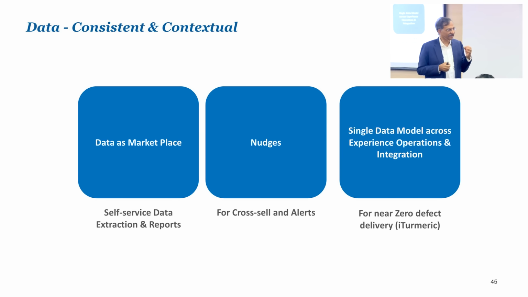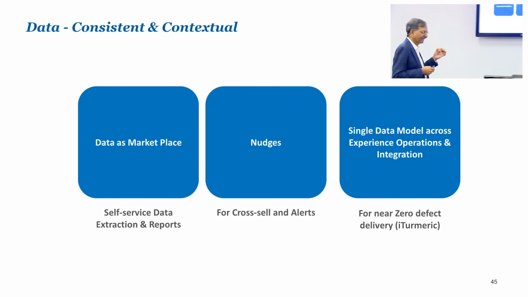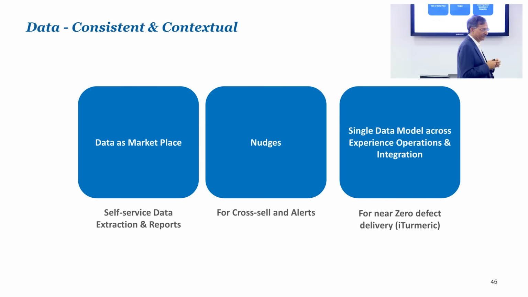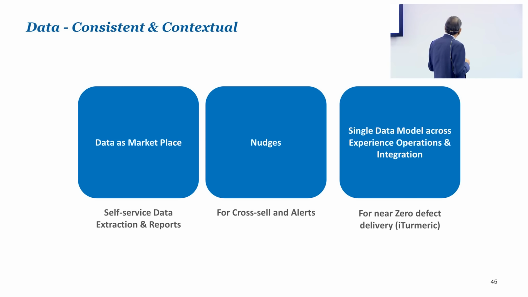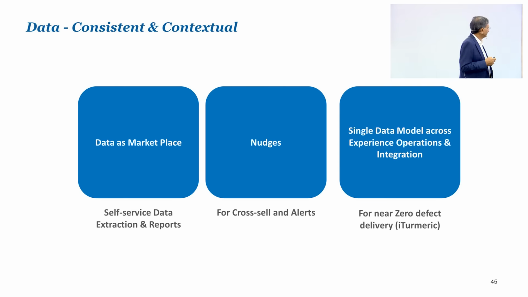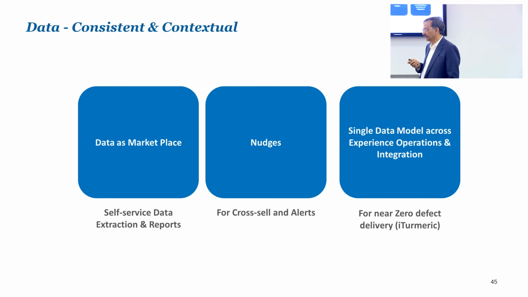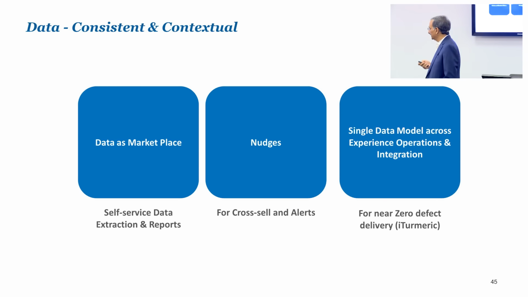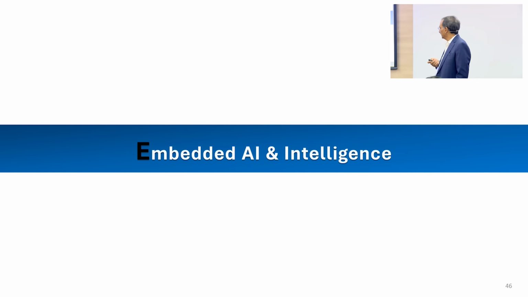Then data can create nudges. Nudges are AI nudges. Based on the data, you can create nudges. Now, a single data model across experience and operation management. This is about reconciliation, where you need to have one consistent data. So these are the data: consistent and contextual.